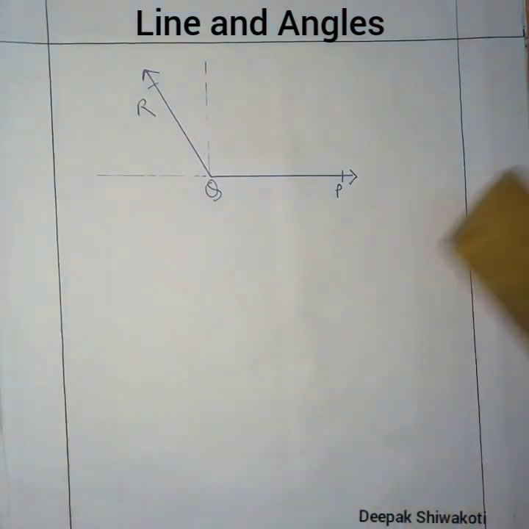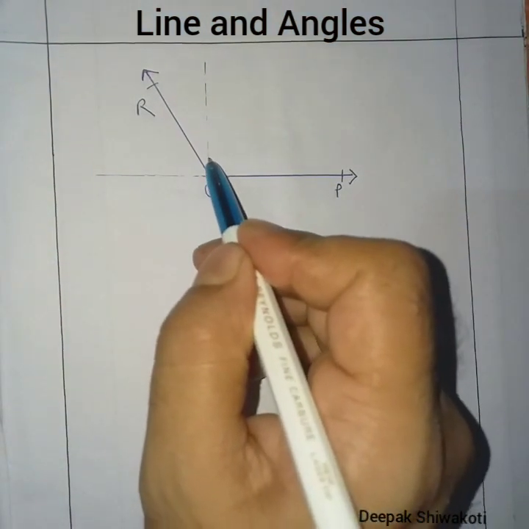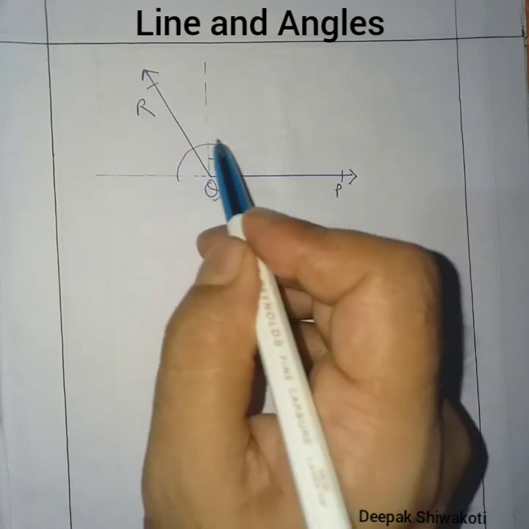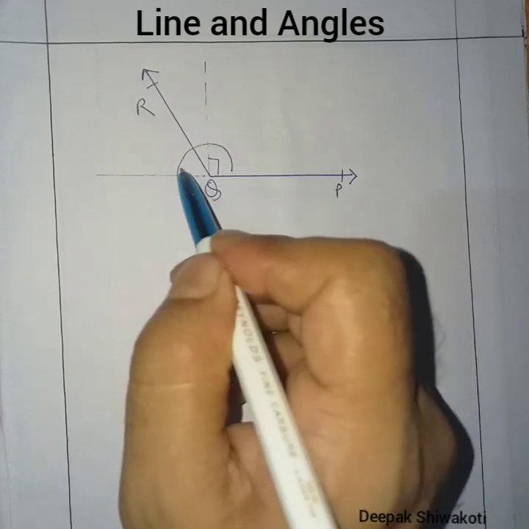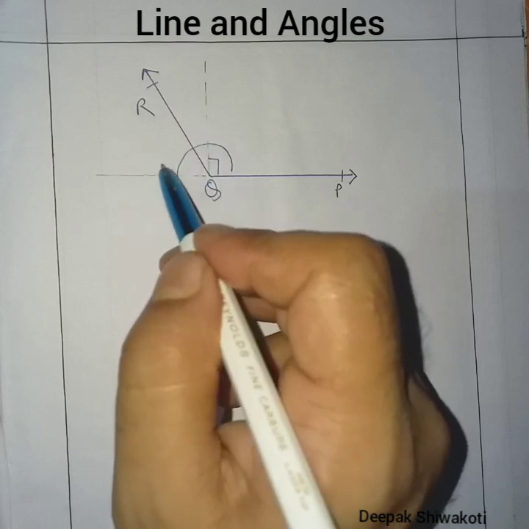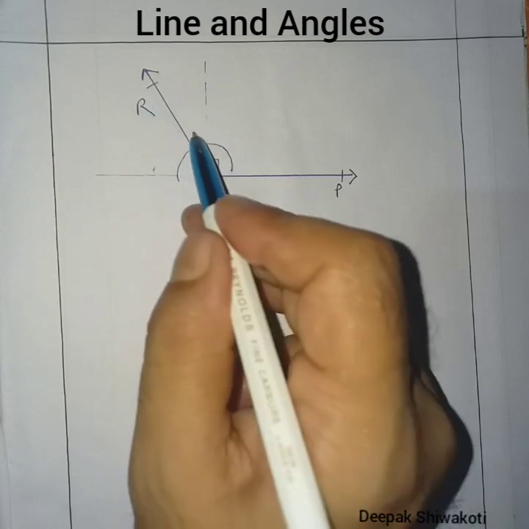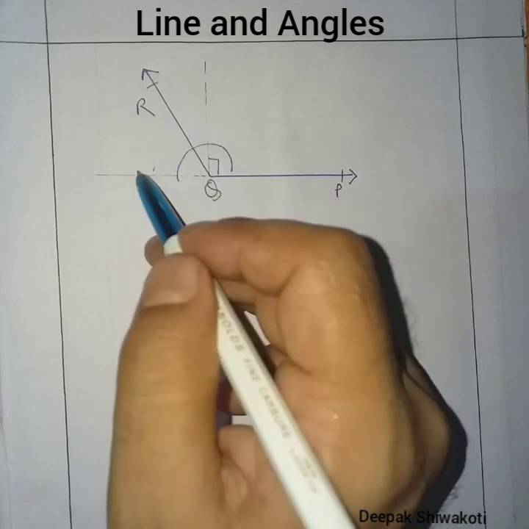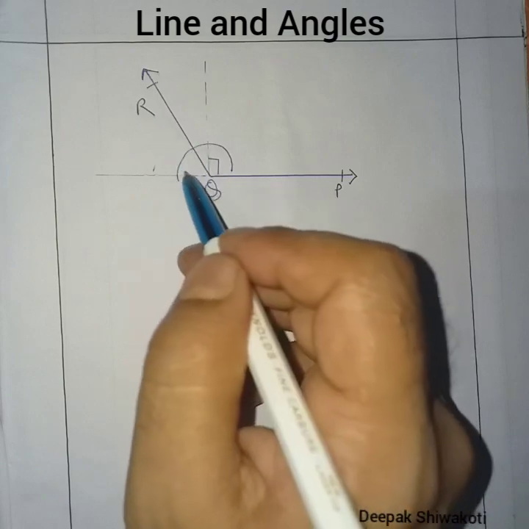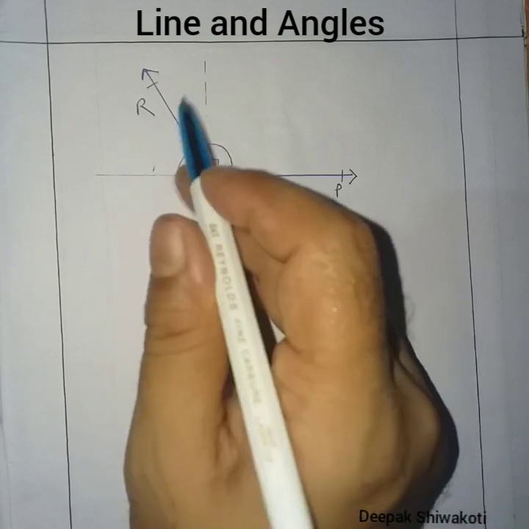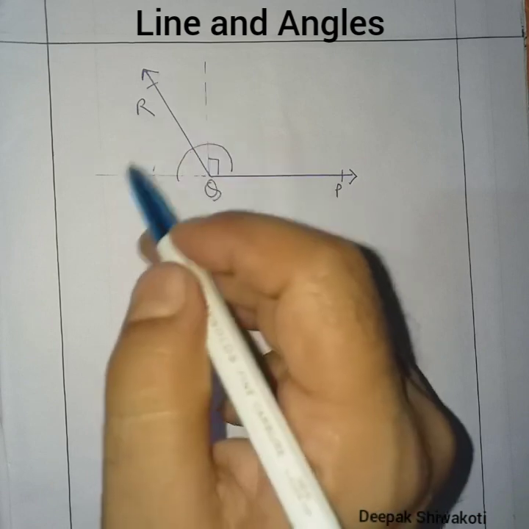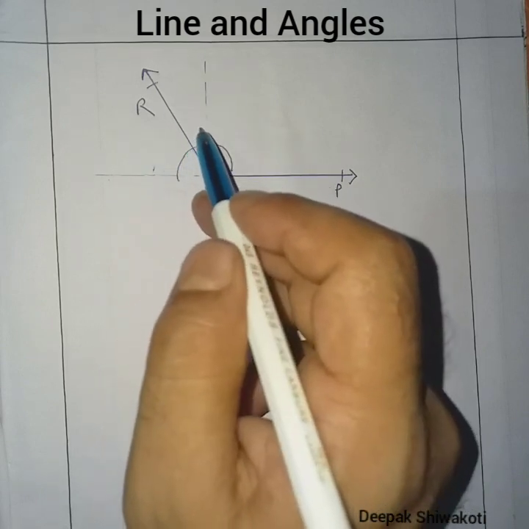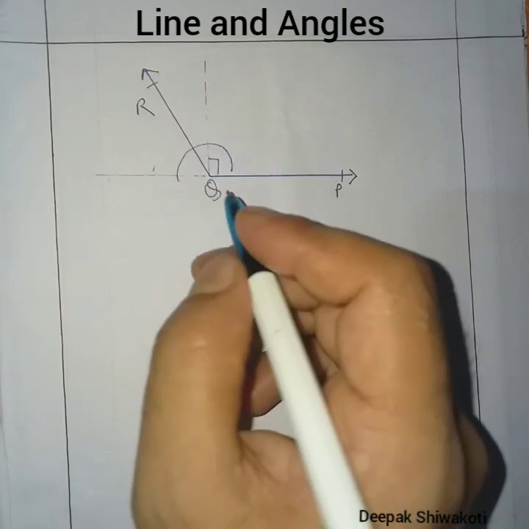This is 180 degree, this one is 90 degree, this total angle is 180 degree, but an obtuse angle is more than 90 degree and less than 180 degree. So this angle is in between 180 and 90. Any angle formed in between these two, 90 and 180, is called an obtuse angle. How to remember?